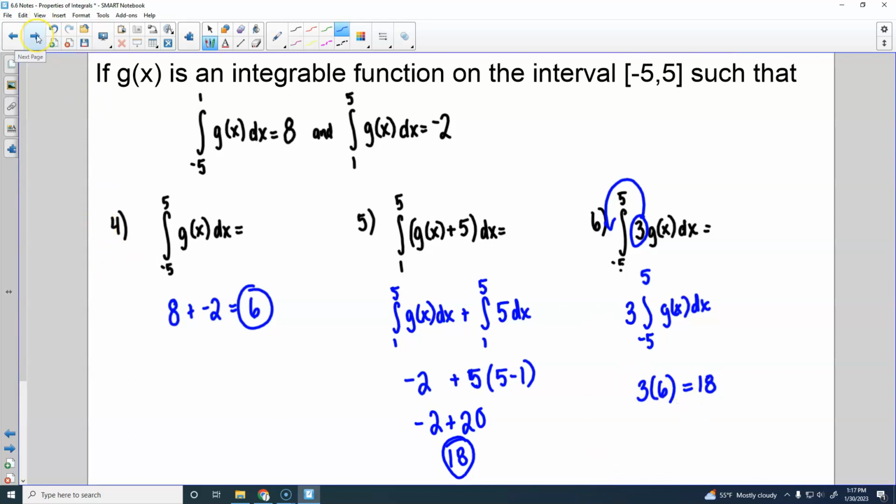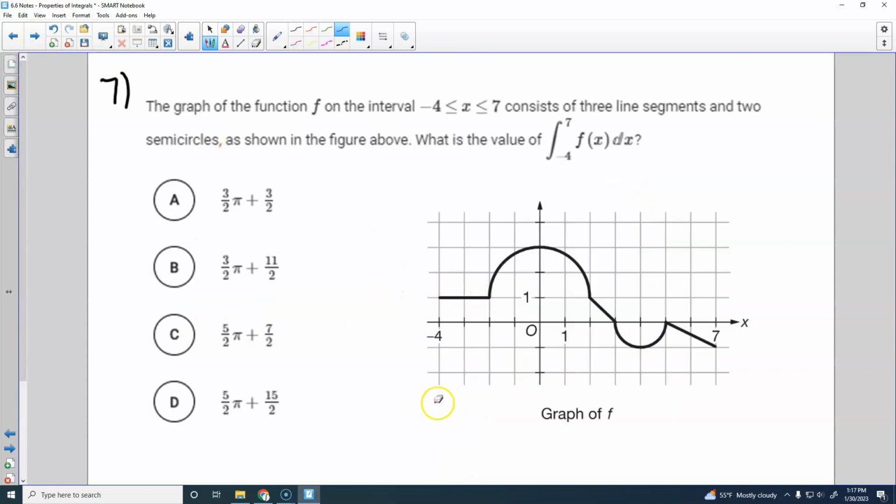Okay. Let's look at a few more. Here is a multiple choice question like you might see. So this graph gives us the function f from -4 to 7, and it consists of 3 line segments and 2 semicircles, as shown in the figure above. And we are asked to find the value of the integral from -4 to 7 of f of x dx. So, well, I think I'm going to have to explain those negative values here in a second. It's pretty easy to do.